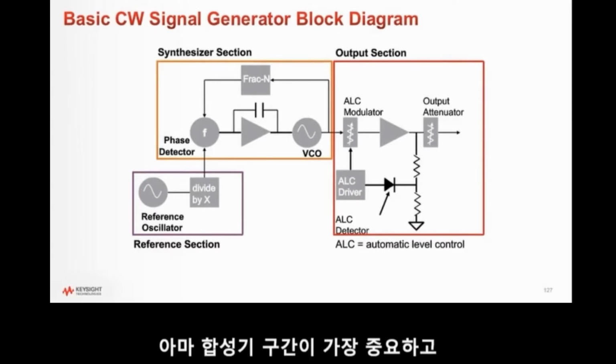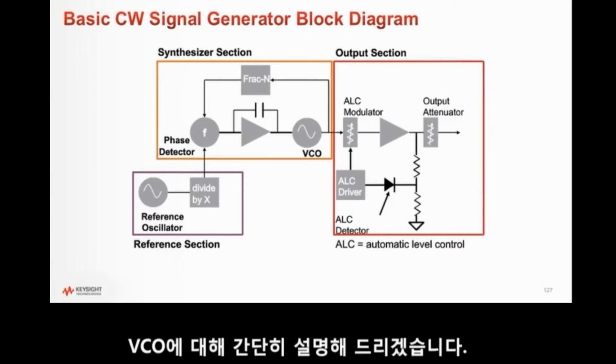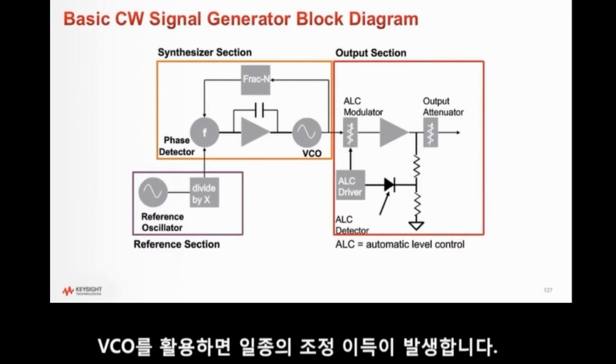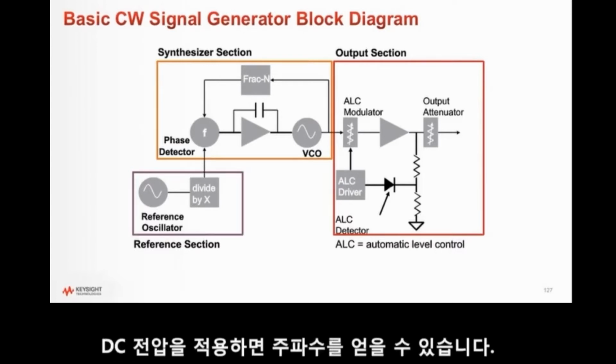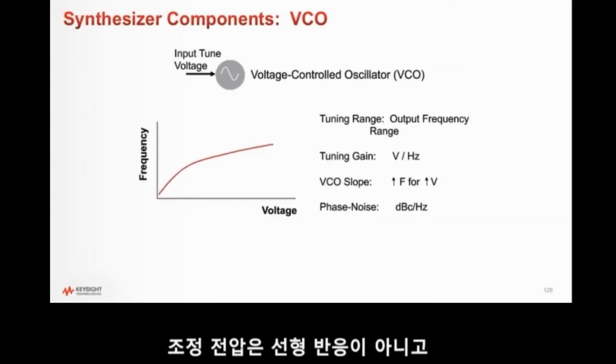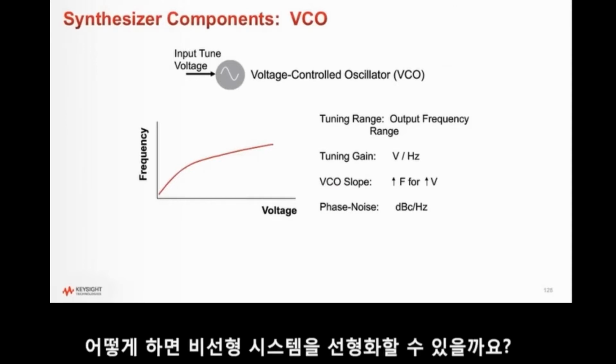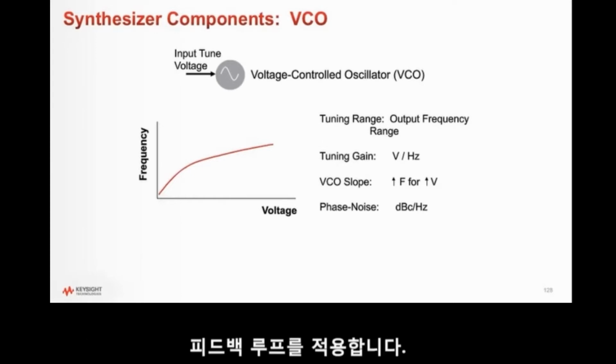The synthesizer is probably the most important section, most interesting, and kind of the core of that is the VCO. So we could talk a little bit about the VCO. VCOs, you have some sort of tuning gain. You put a DC voltage in, you get a frequency out. But that tuning voltage, it's not really a linear response. It's got kind of this curve to it. So how do you linearize a nonlinear system? You wrap that in a feedback loop.